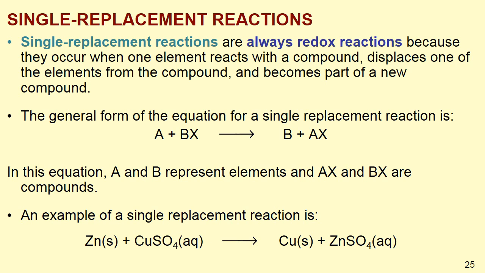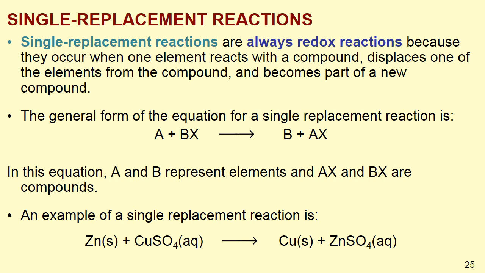A single replacement reaction is one that is always a redox reaction. If you look at the general form here, you've got A plus BX. In the reactants, A is by itself and B is combined with X. And then in the products, B is by itself and A has combined with X. So it's sort of like they've swapped places. A has replaced B with X. So it's a single replacement because one thing has replaced one other thing.